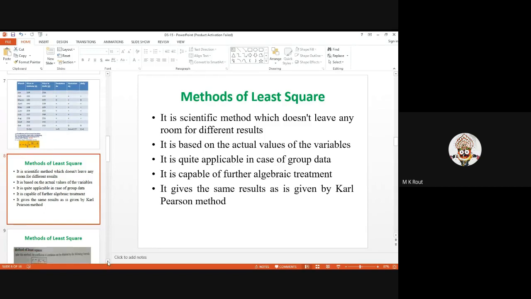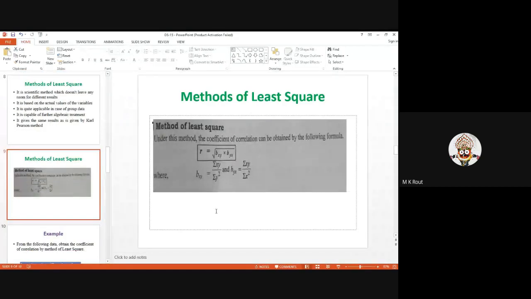So before moving to this one, first write down this formula in case of method of least square. Under this method, the coefficient of correlation can be obtained by the following formula, that is r equals square root of bxy into byx. Here bxy is equal to summation of xy divided by summation of y square. And in case of byx, that is summation of xy divided by summation of x square. Just note down the formula, then we move to calculate some examples.